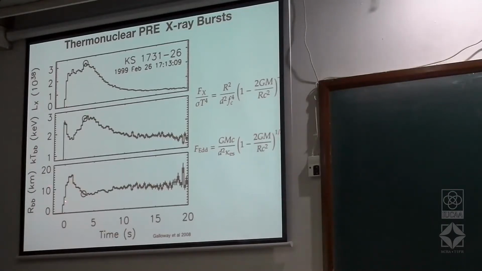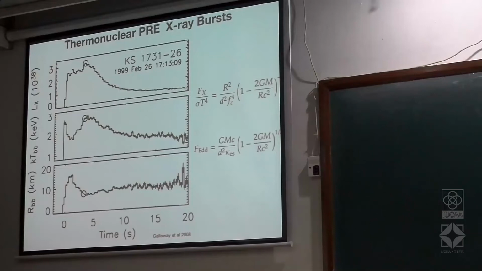So you see the radius first expands because the material gets lifted, and then it becomes optically thin, and then you start seeing the neutron star surface itself. So this steady value of the size of the surface is what is attributed to the neutron star surface, the neutron star radius. So that's what it is.